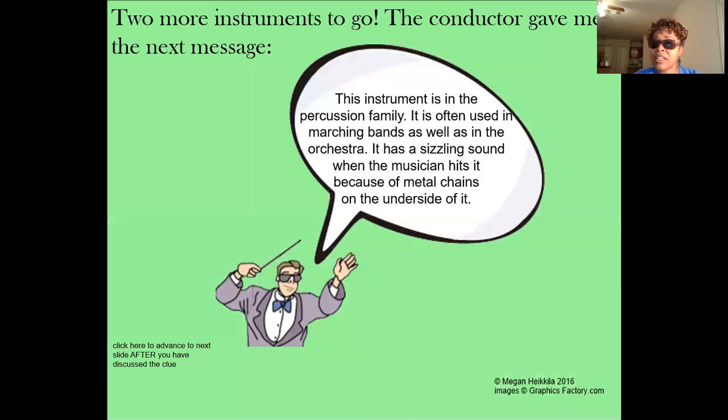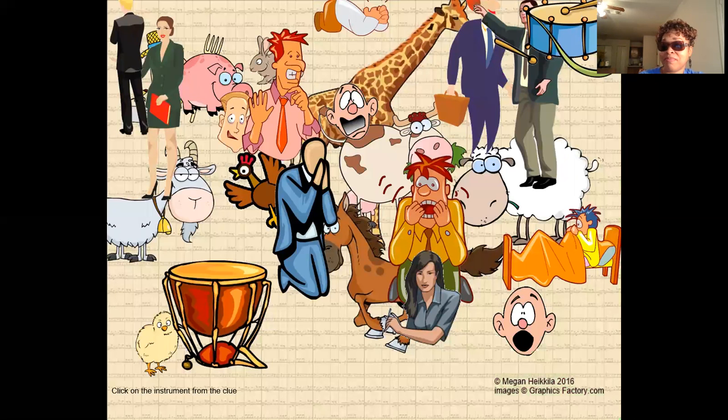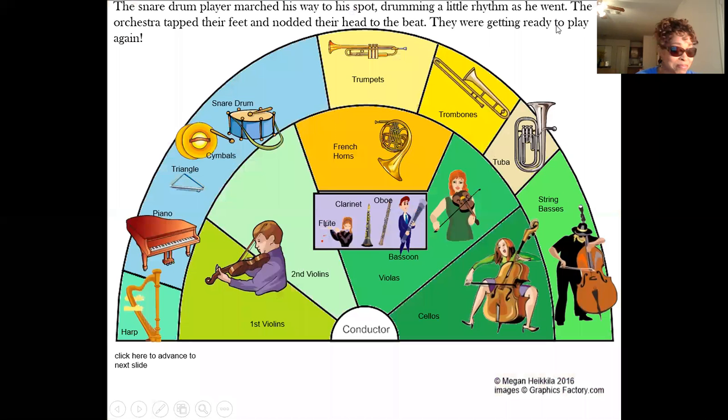We have 2 more instruments to go. The instrument is in the percussion family. It is often used in marching bands as well as in the orchestra. It has a sizzling sound when the musician hits it because of the metal chains on the underside of it. If you are someone who plays the drums, you might already know this answer. It is here, the snare drum. You got it. Great job.